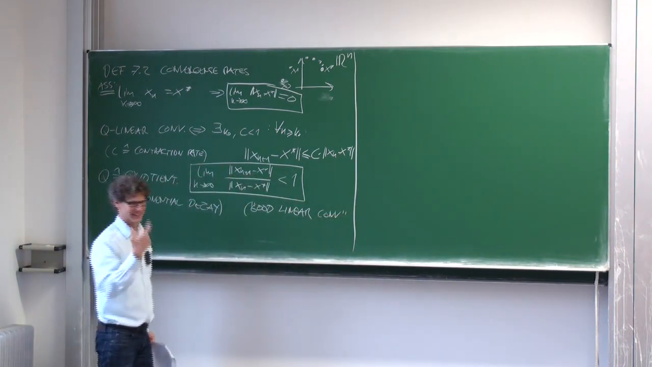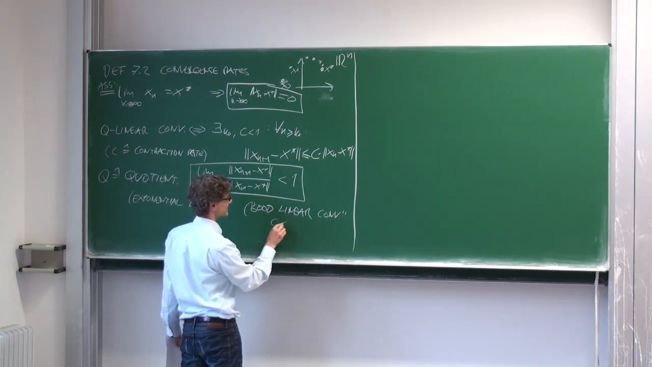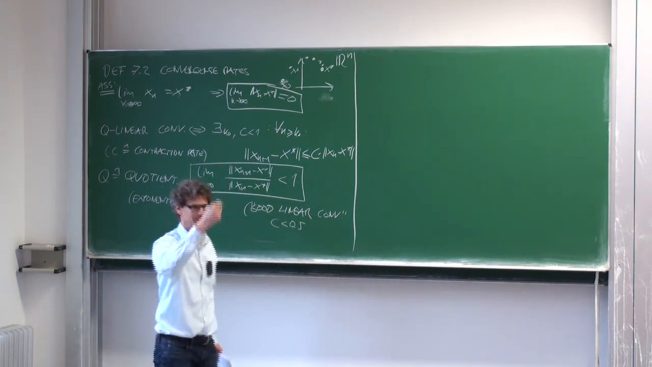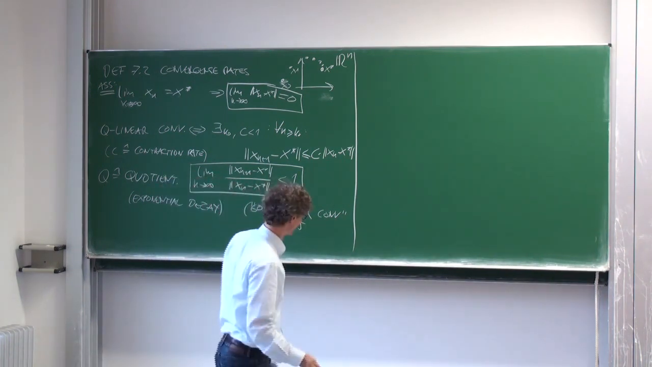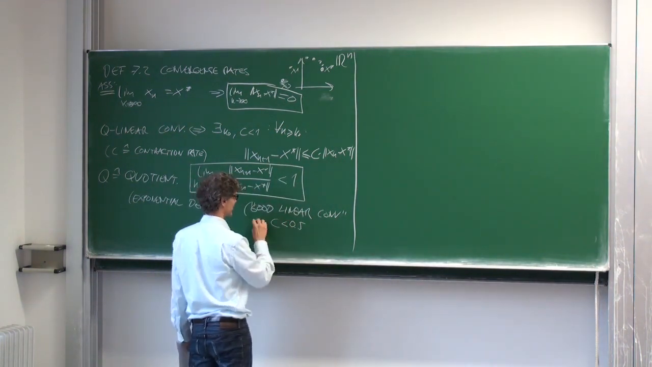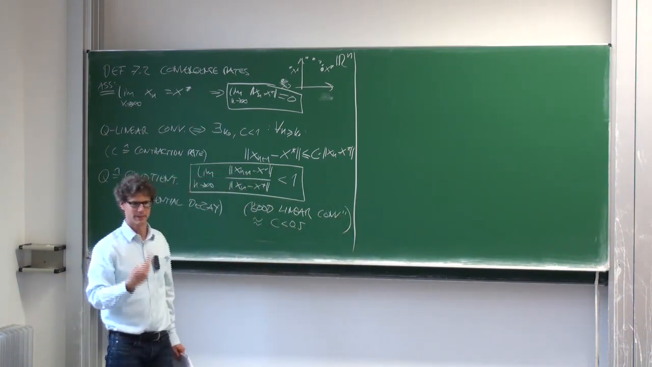This is not defined, of course, and good is very arbitrary, but then I will think something like C smaller than a half or something, right? So then I would say it's good because it's somehow contracting, it's making progress. Yeah, this is very approximate, but just to give you a feeling of what it would mean in practice.